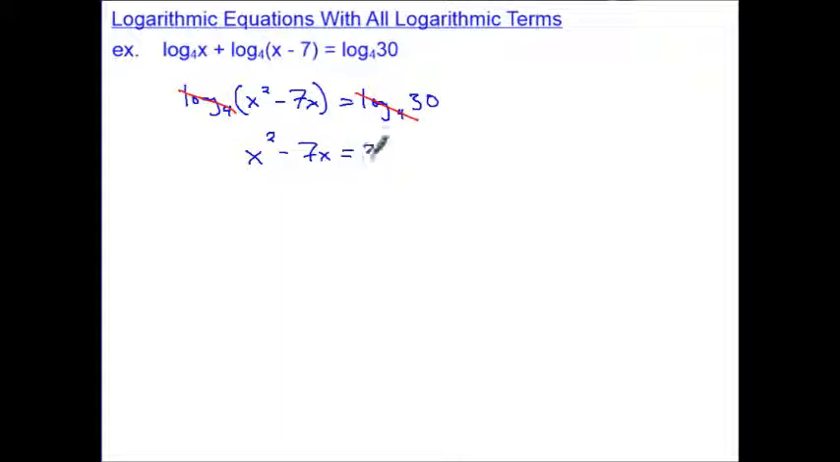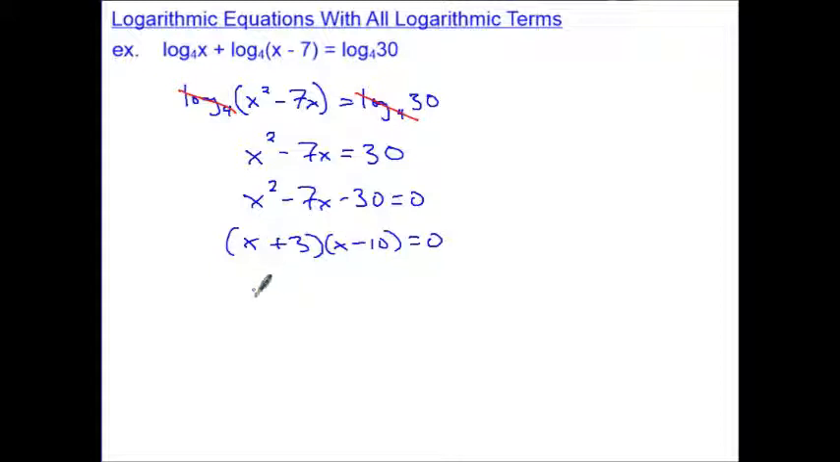From here, it's just regular stuff. Get a 0 on one side and start factoring. In this case it'll be x plus 3, x minus 10. Pardon me for going fast, but we get x equals negative 3 and positive 10.